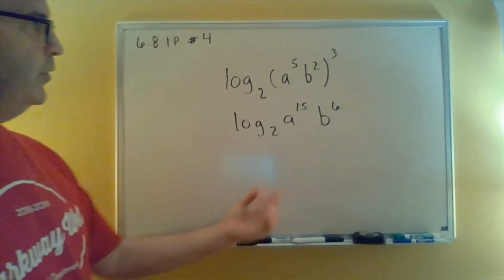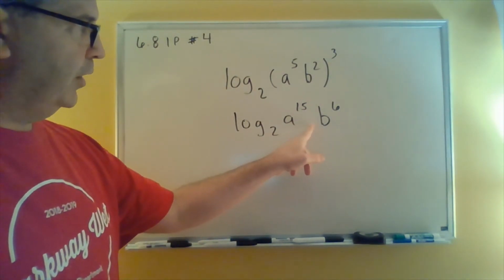Now looking at it, we can see, well, I'm going to be using the product property because I have a multiplication problem here.